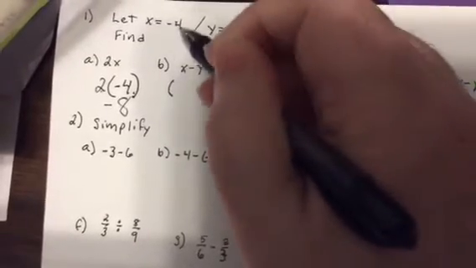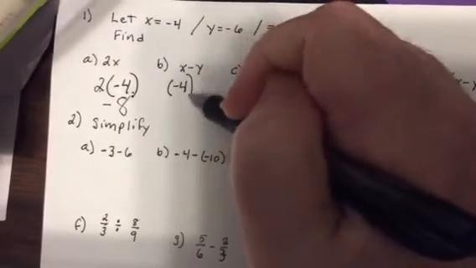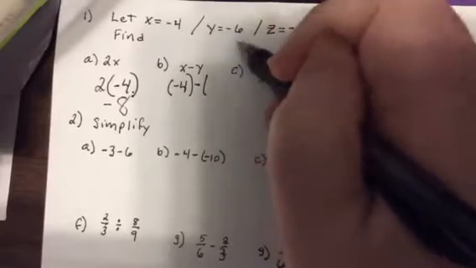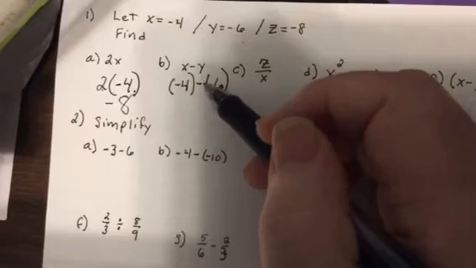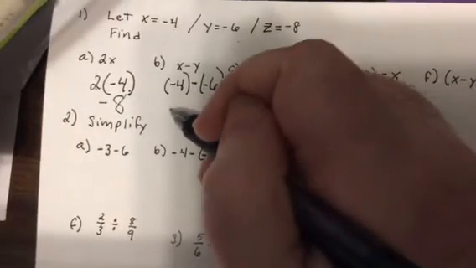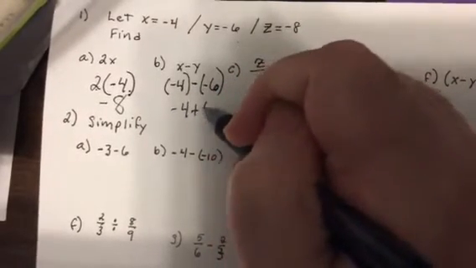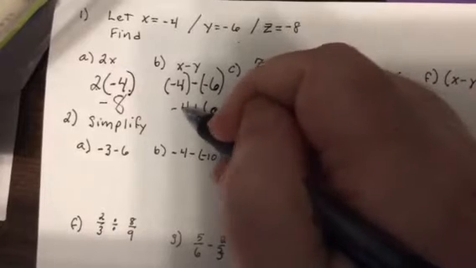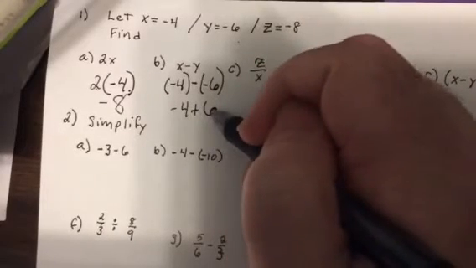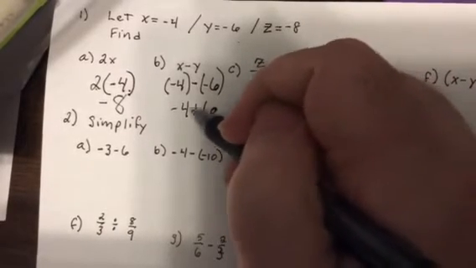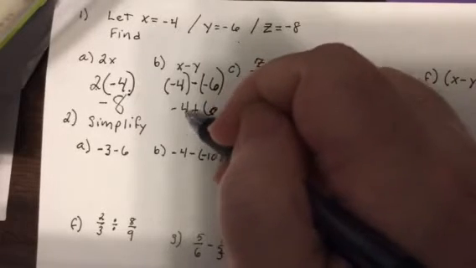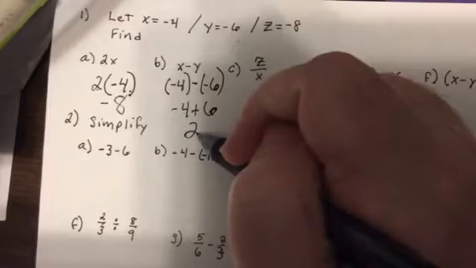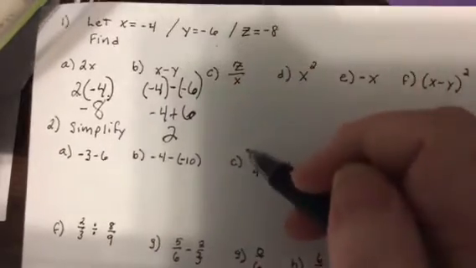This one, x minus y: parentheses negative 4, minus, parentheses y is negative 6. Now, a minus is plus, so it's negative 4 plus 6. And since 4 is smaller than 6, you still have 2 left because you take 4 of these, cancel with 4 of these. 2, or 6 minus 4.